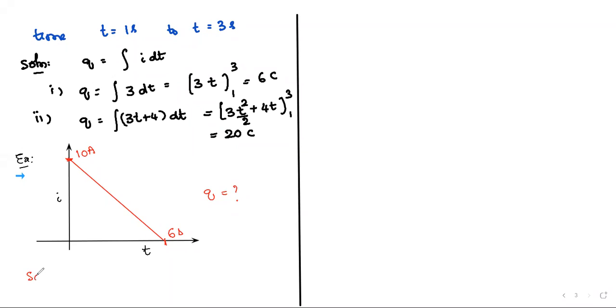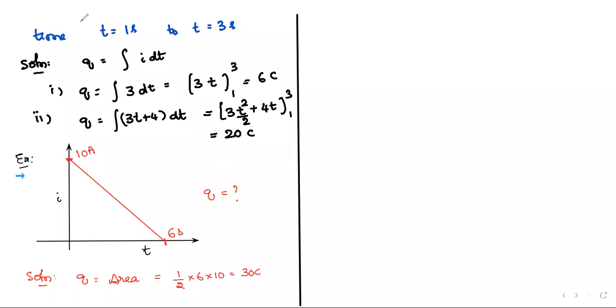So the answer here: Q is equal to the area under the graph. We directly say the area under the graph is half base into height. That is equal to 30 coulombs. This is also a very easy question.